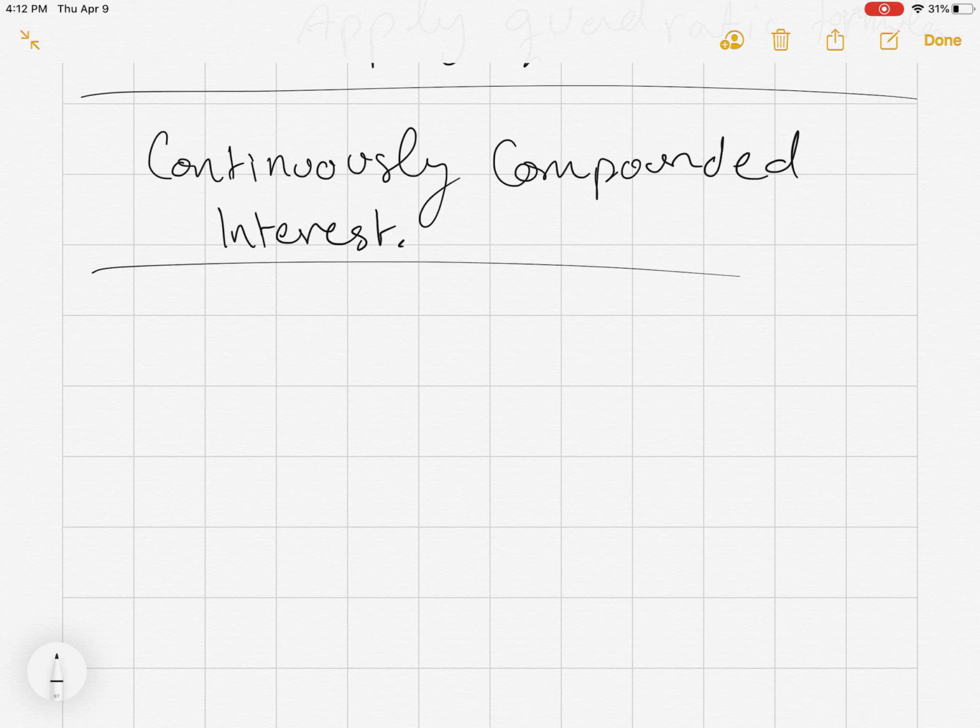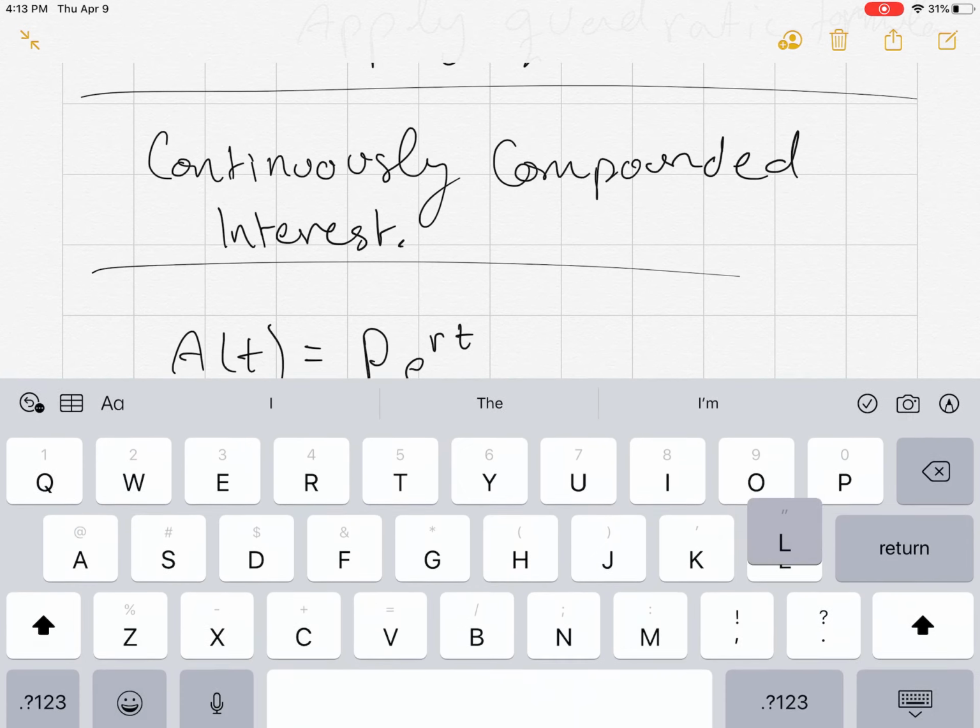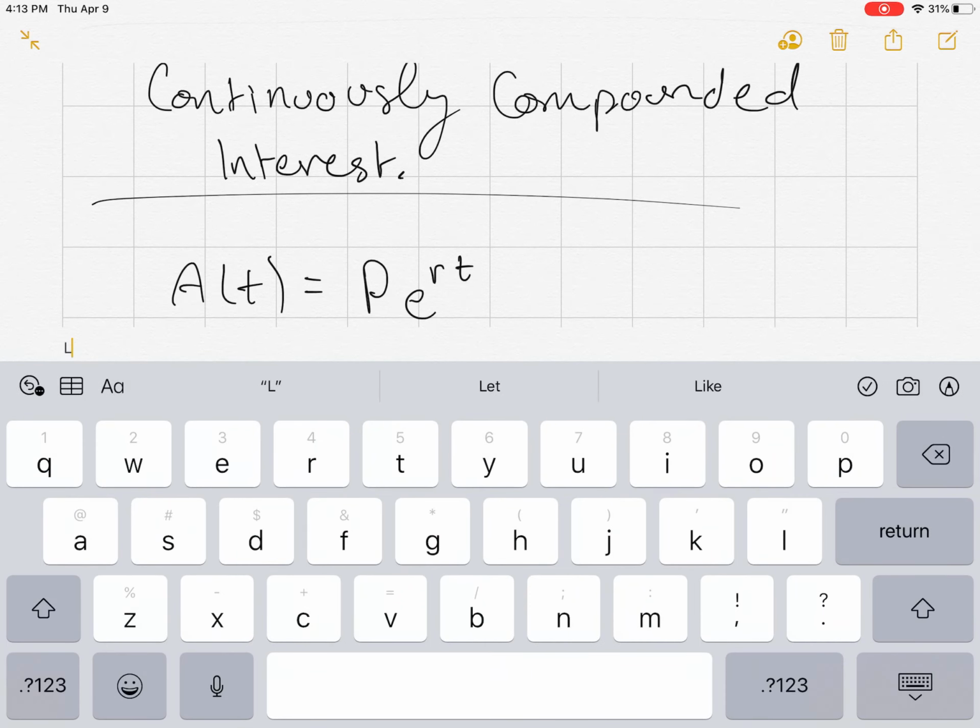All right, so just in case we don't remember what that formula is, we're going to let A of t, the amount of money that is in our bank account after time t, be equal to the principal amount that we have invested times e to the power of rt, where r is the interest rate, and t is the time that it's been left in the bank account, right?